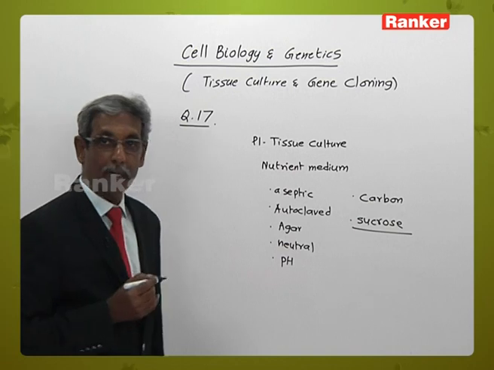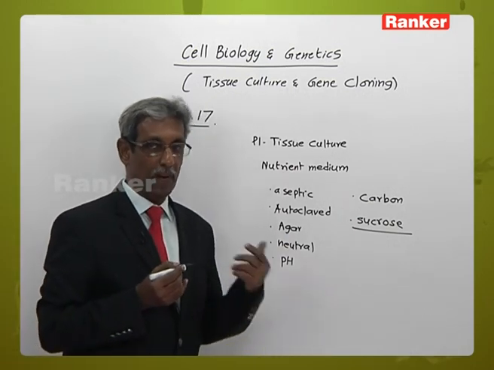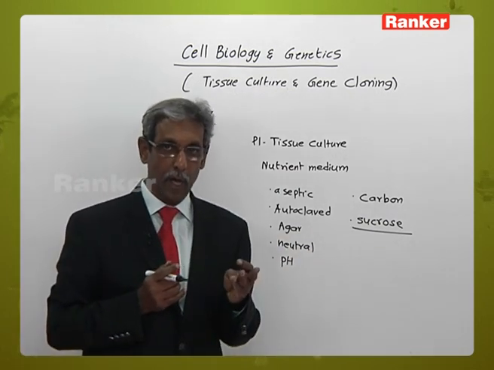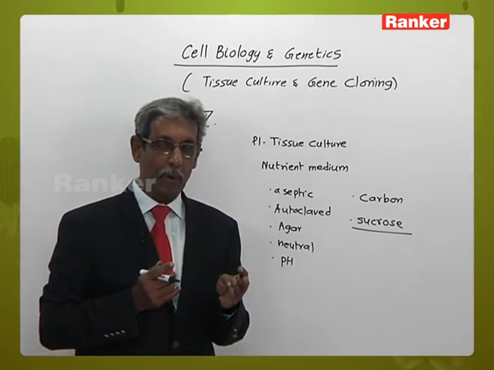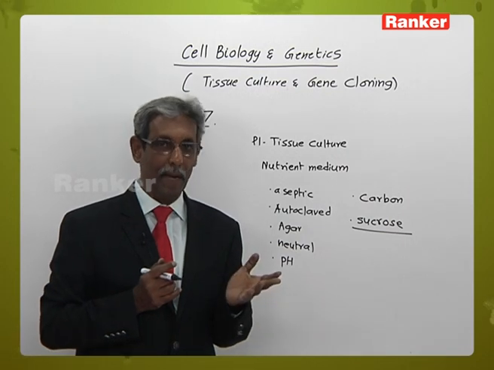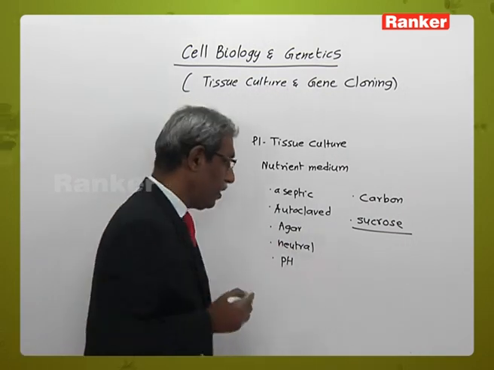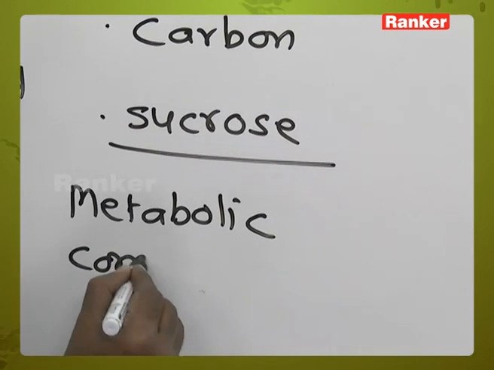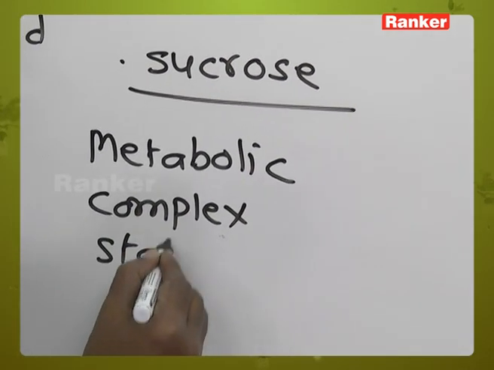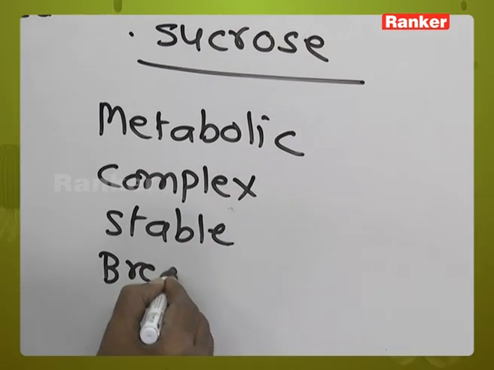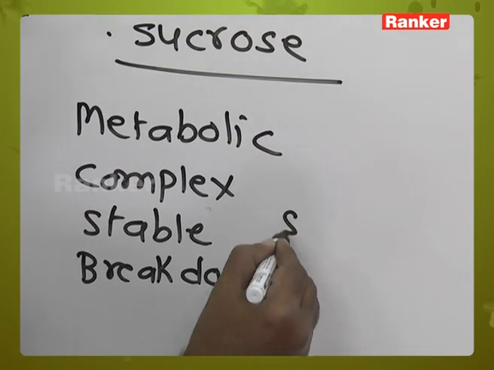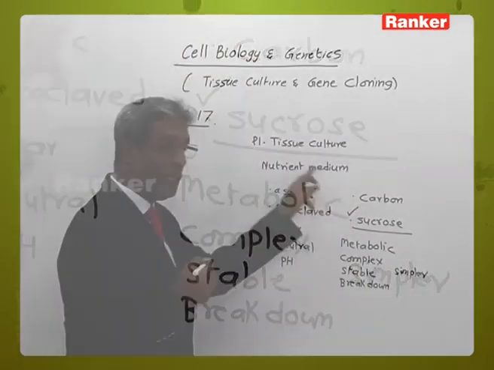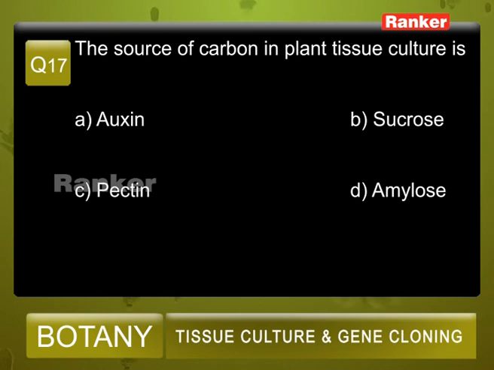Because sucrose is a very important carbohydrate which can get broken down to form fructose and other compounds, and normally it is a stable compound. Whereas when you take auxin, auxin is a growth hormone. Pectin primarily exists as a molecule which is present as calcium pectate in the middle lamella, and amylose is a storage product. So, if we want a metabolic product which is complex, at the same time stable, and capable of breaking down to form simpler products, the choice is sucrose. So, sucrose is the major source of carbon, especially in the case of plant tissue culture, and the right answer is B.